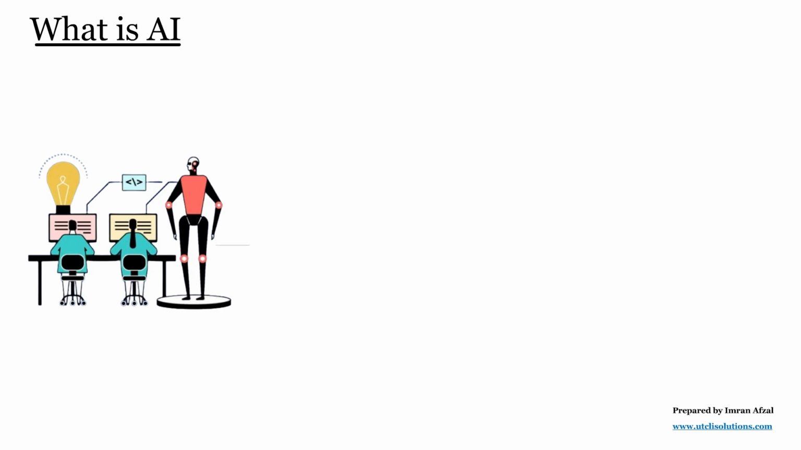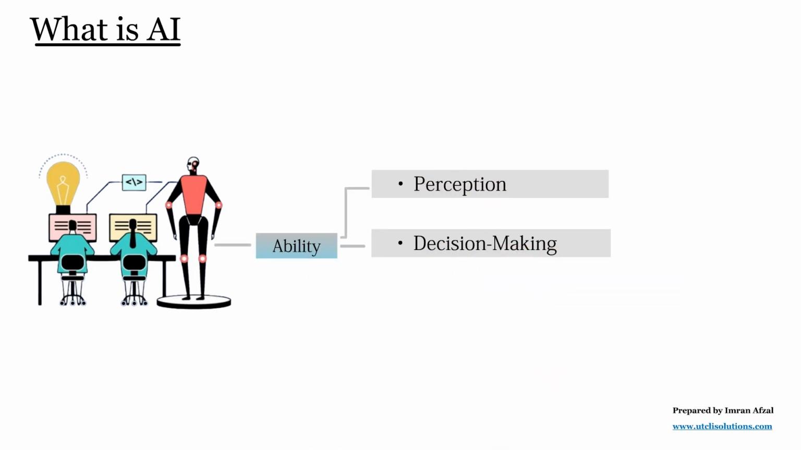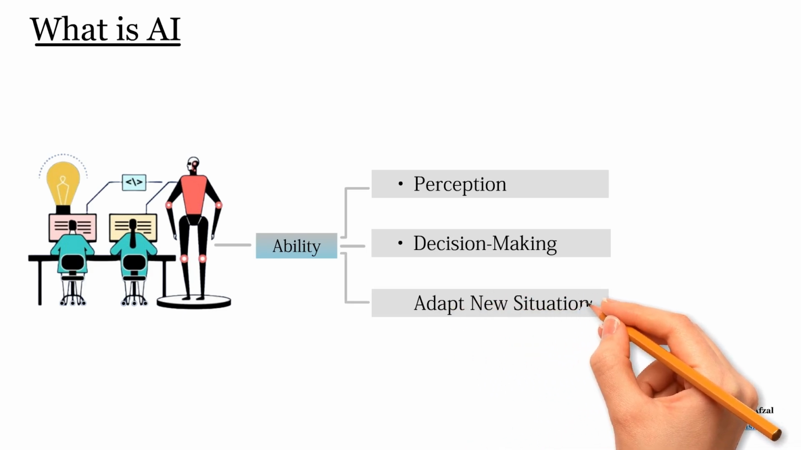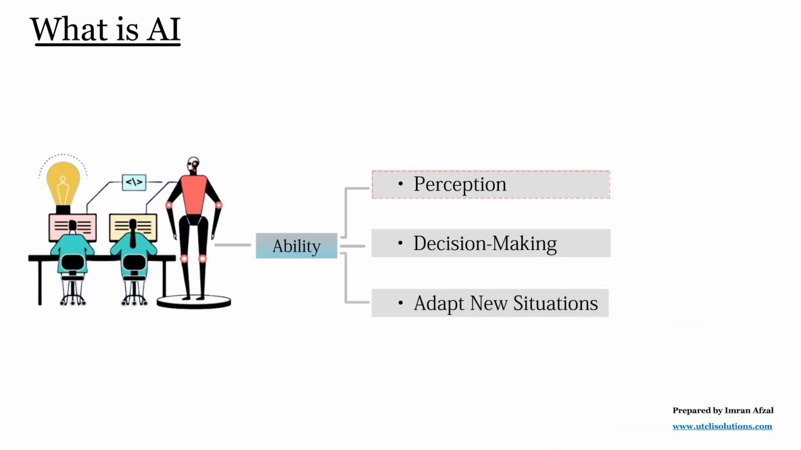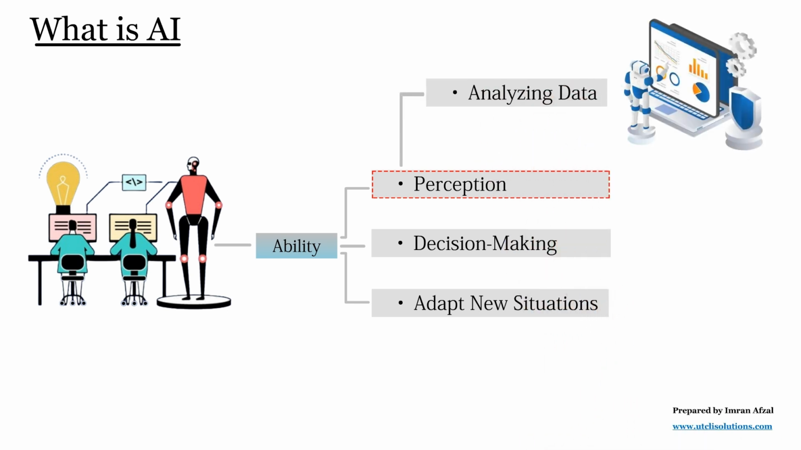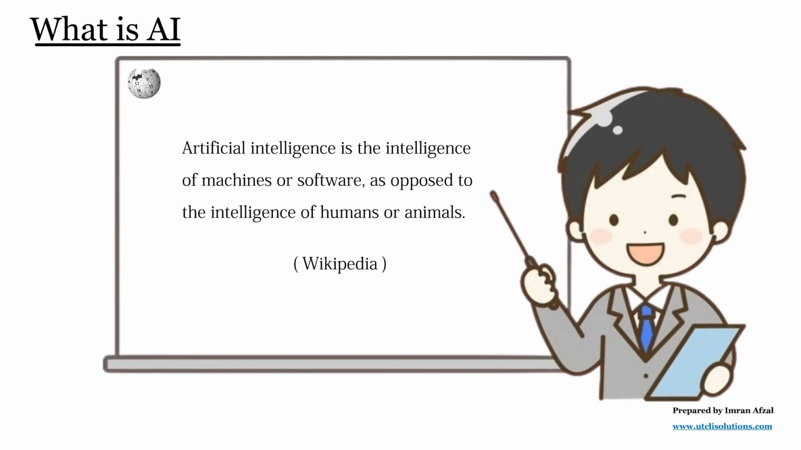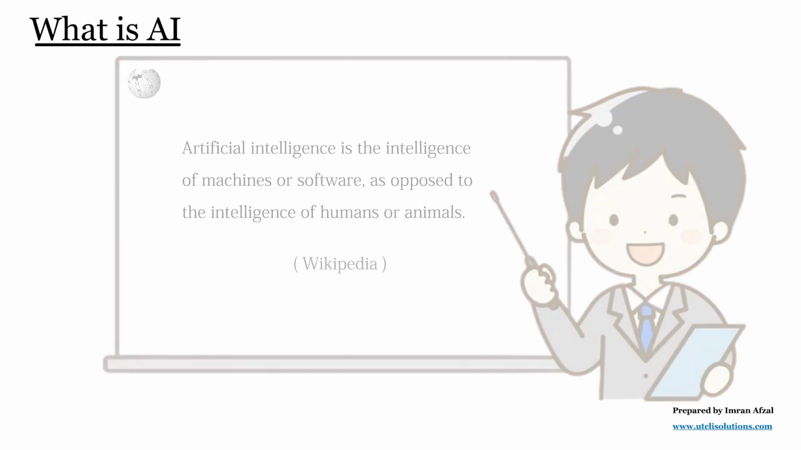AI machines have abilities such as perception, decision making, and adaptation to new situations. Here, perception is the process of analyzing and making sense of the information received through five senses. As per Wikipedia, artificial intelligence is the intelligence of machines or software as opposed to the intelligence of humans or animals. Let's look into it further.